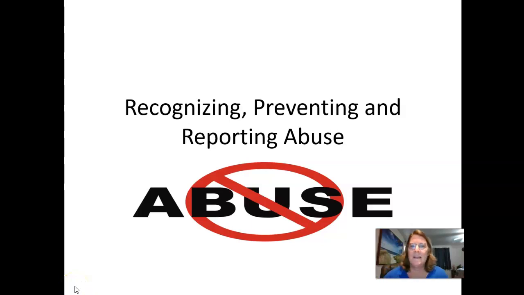Today we're going to look at recognizing, preventing, and reporting abuse. And I know this is something that we talked about when we went through our patient rights module, and we did look at reporting abuse at that point as well. But this is something that we really want people to have an awareness of.